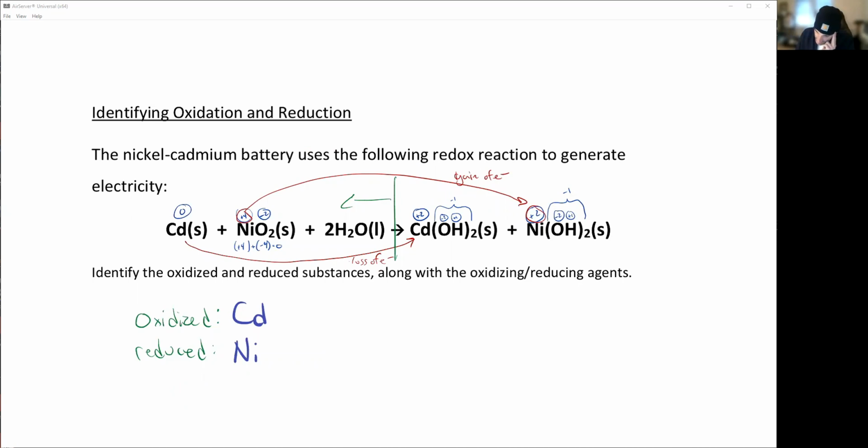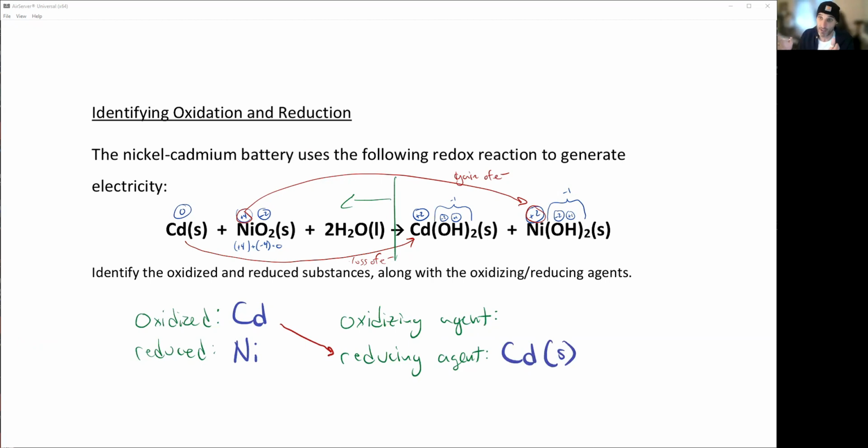So cadmium is oxidized. What is the oxidizing agent then? What is responsible for the oxidation? If cadmium is oxidized, it can't be cadmium, right? And we also have to find the reducing agent. If cadmium is oxidized, then it's giving up its electrons. If it's giving up its electrons, it's doing the reducing. So whatever contains cadmium is doing the reducing. The reducing agent is cadmium solid. In this case, it's not just the element, it's the entire thing that contains the cadmium.